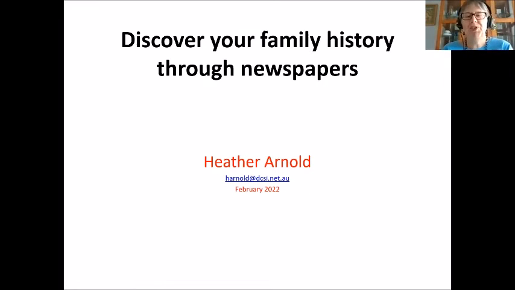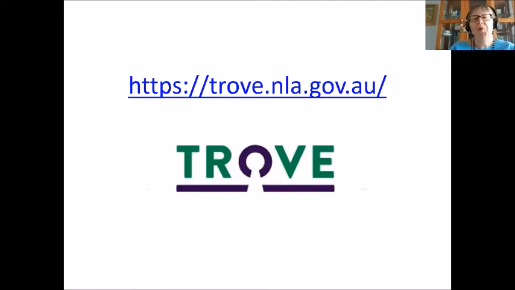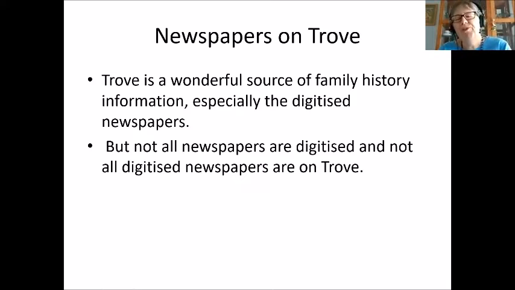There is a handout which Michelle will email to you, and the handout are all my notes. The handout is the PowerPoint presentation, so all the URLs are on the handout. We're going to look mainly at Trove today, which is a National Library of Australia project, and it's a wonderful source of family history information, because it has digitised newspapers. Of course, newspapers have birth, death, and marriage information and other family history and local history information. But not all newspapers are digitised, and not all digitised newspapers are on Trove.